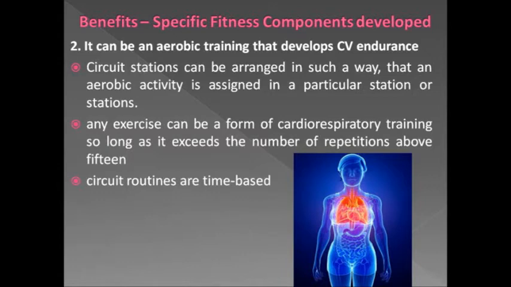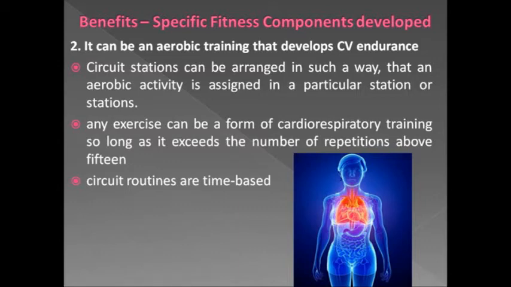Second, it can be an aerobic exercise that develops cardiovascular endurance. Circuit stations can be arranged in such a way that an aerobic activity is assigned in a particular station or stations. Running in between the sets of the circuit is an aerobic activity that can offer the improvement of the cardiorespiratory system. Jumping jacks, doing burpees, and dynamic lunges are all examples of exercises that offer the development of cardiovascular endurance.